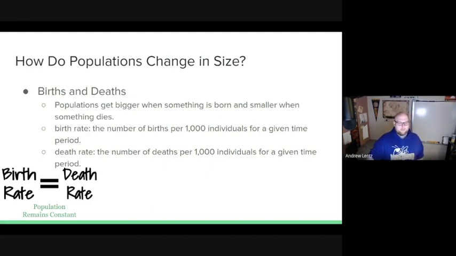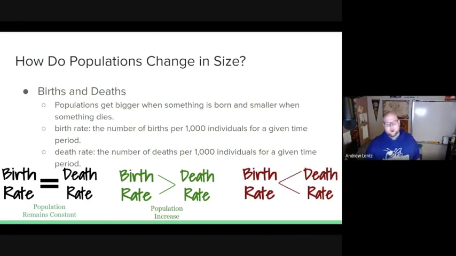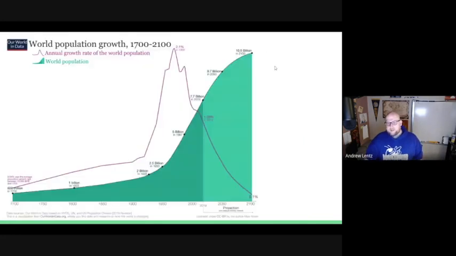Can you think of the other two? Well, the next one is if the birth rate is larger than the death rate. And this is what's been happening on planet Earth for humans specifically, well over the last 300 years. When the birth rate exceeds the death rate, we're going to find that our population goes up. Likewise, if the death rate is larger than the birth rate, then our population is going to decrease.